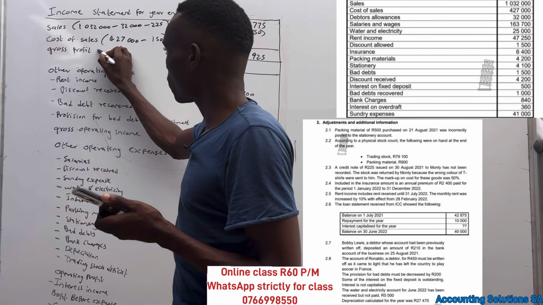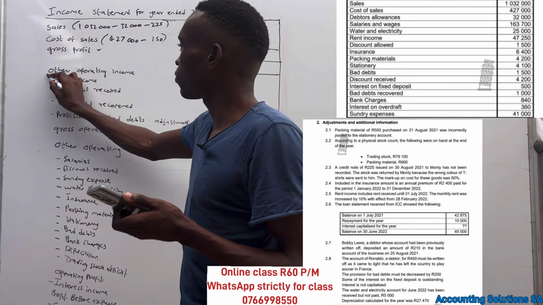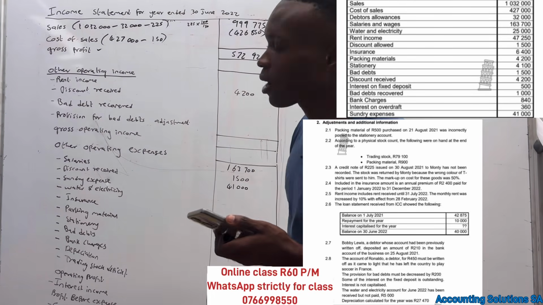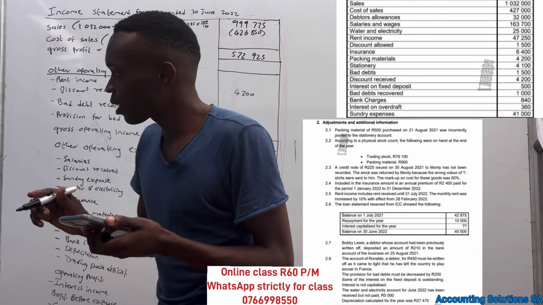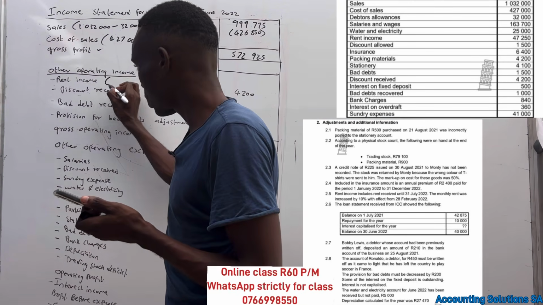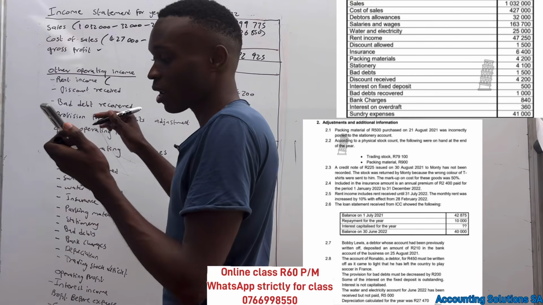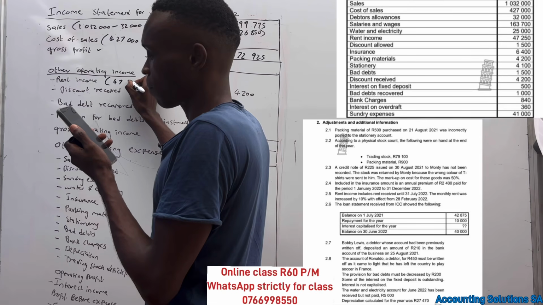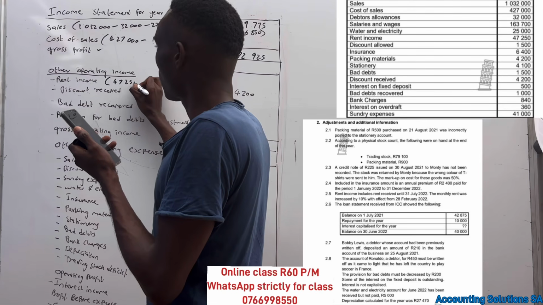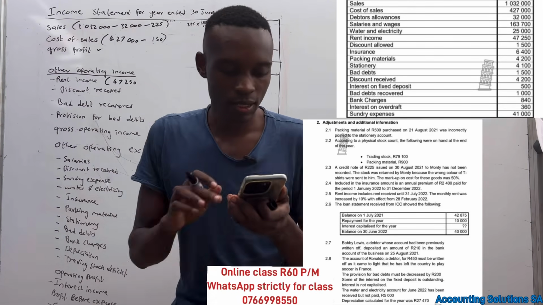Okay, we got our gross profit is fine. Then now we have to check other operating income. We have rent income. The first one we must start with is the one that has been given under a balance, which is 47,250, and we check transaction.